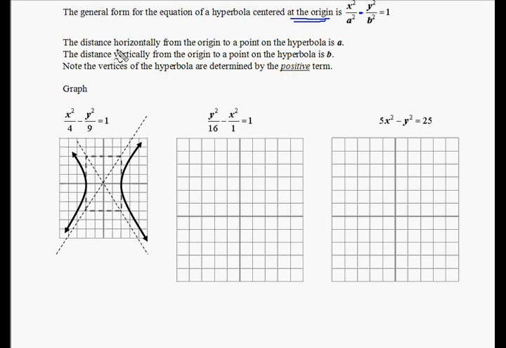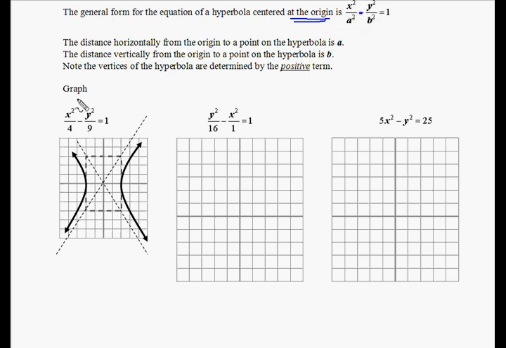So we'll still go a distance horizontally from the origin, a. Under x, the horizontal axis, we'll go a. And the distance vertically from the origin to the point on the hyperbola will go as b. Under y, the vertical axis, we'll go a distance b, not b squared. Note that the vertices on the hyperbola are determined by the positive term. Doesn't matter which one's larger, a or b. It matters which one comes first, which one's positive, and the other one is negative. So the wings go to the one that's positive.